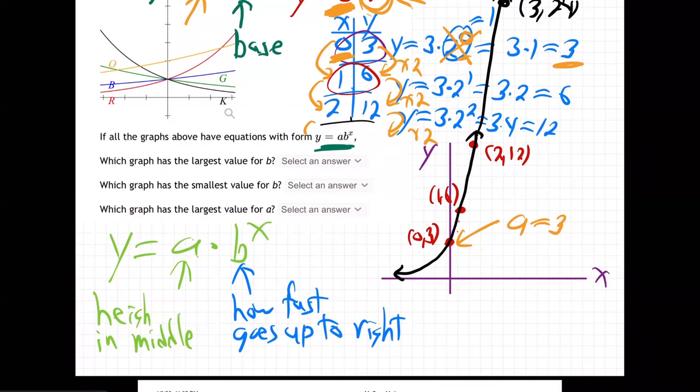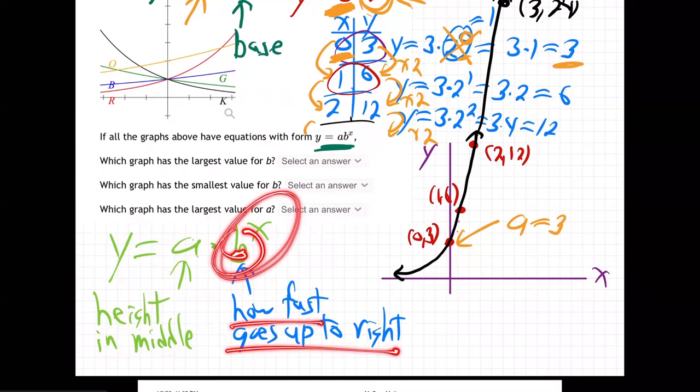We see that. So the whole reason I made that table, you don't have to make that table, was to show you the truth of this conclusion. So here's the conclusion of the matter. When you're looking at an exponential function of the form a times b to the x, the a, the number in the front, is the height of the graph in the middle, and the b, the base of the exponential, tells you how fast the function grows to the right.